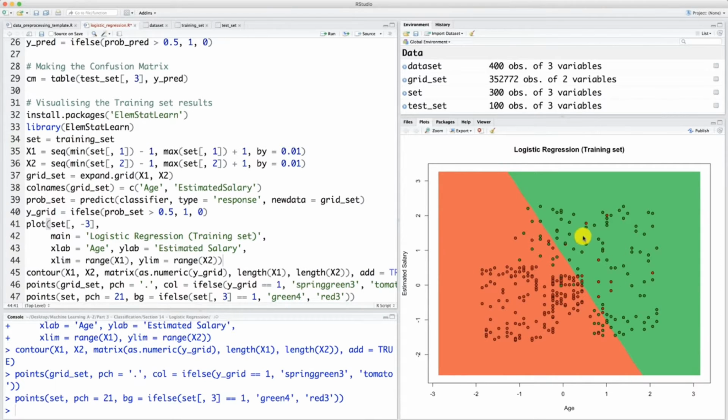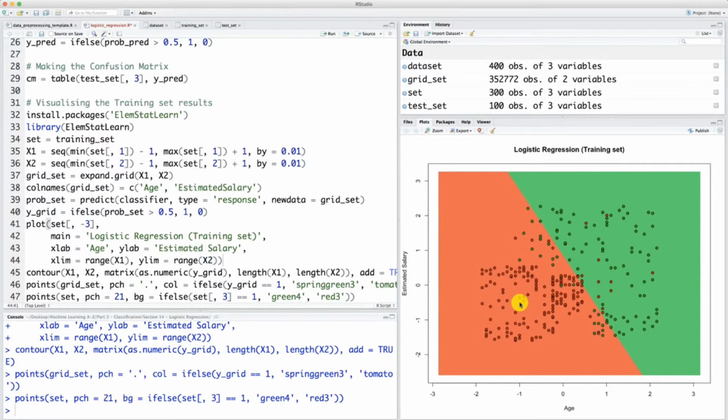First, let's focus on all the points here. We can see that we have some red points and some green points. So all these points that we see on this graph are the observation points of our training set. That is, these are all the users of the social network that were selected to go to the training set. And each of these users here is characterized by its age here on the x-axis and its estimated salary here on the y-axis.